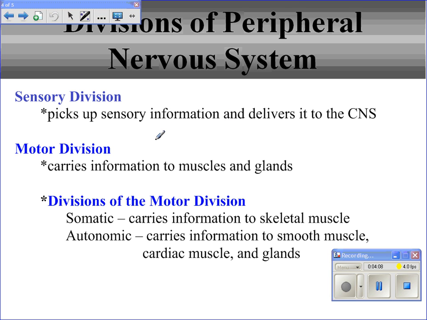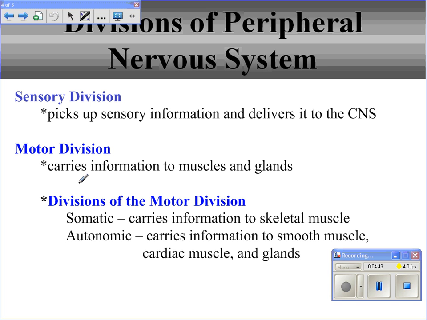And then we have the motor division. This is when you integrate information, now you're going to send out information to a muscle, to a gland, like your pancreas, stomach, liver, or whatever the case may be, and cause some action to take place. Our motor division then is divided into two more sectors, the somatic and autonomic divisions. Somatic is the one that you consciously control. That's like your skeletal muscles. You decide when to move, how fast to run, how high to jump, all those actions.